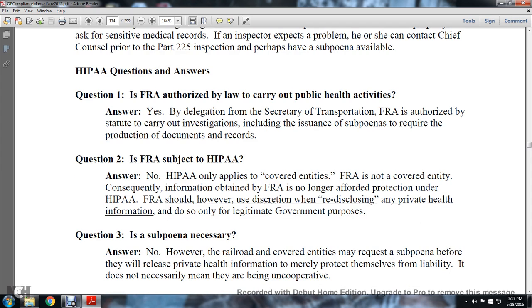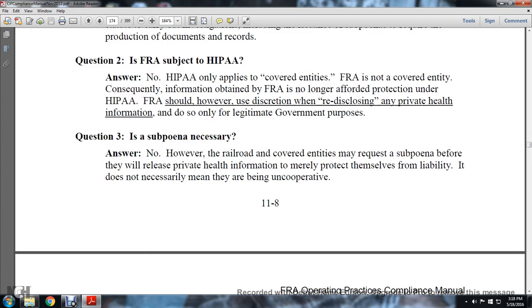Is the FRA authorized by law to carry out public health activities? Yes, by delegation of the Secretary of Transportation. The FRA is authorized by statute to carry out investigations, including issuance of subpoenas to require the production of documents and records. Question 2, is the FRA subject to HIPAA? Answer, no, HIPAA only applies to covered entities. The FRA is not a covered entity. Consequently, information obtained by the FRA is no longer afforded protection under HIPAA. The FRA should, however, use discretion when redisclosing any private health information, and do so only for legitimate government purposes.